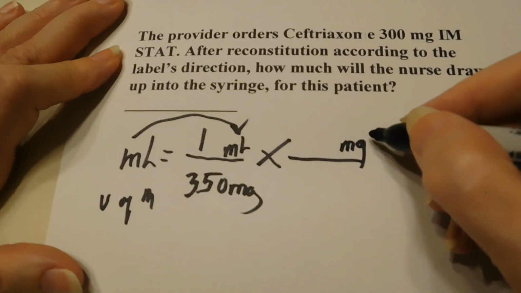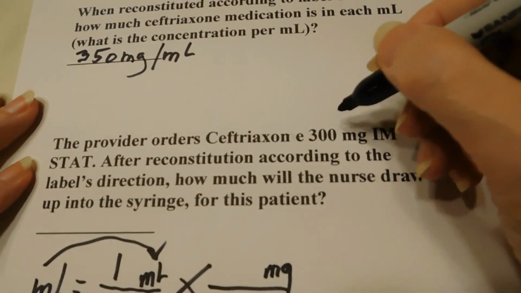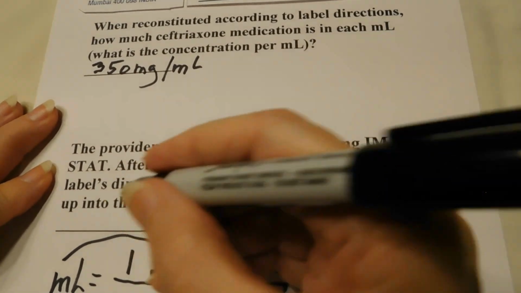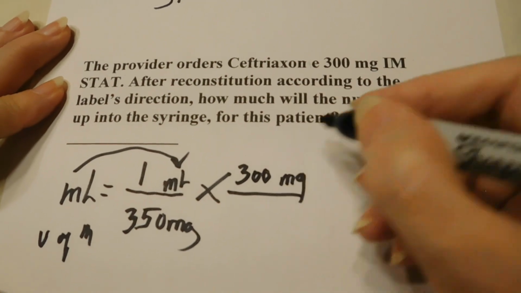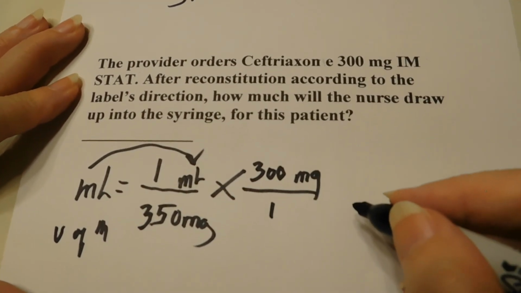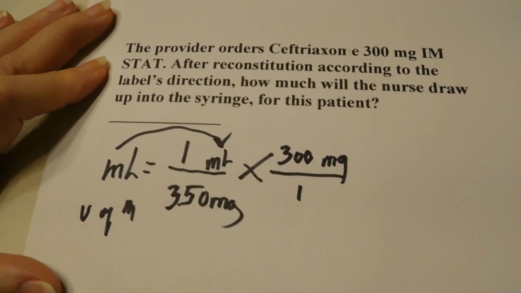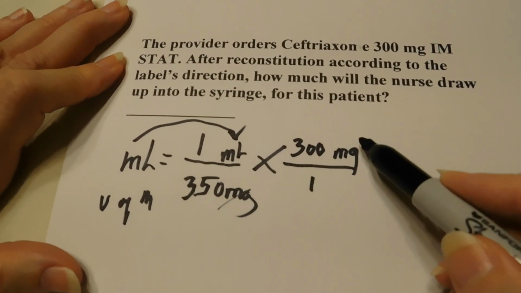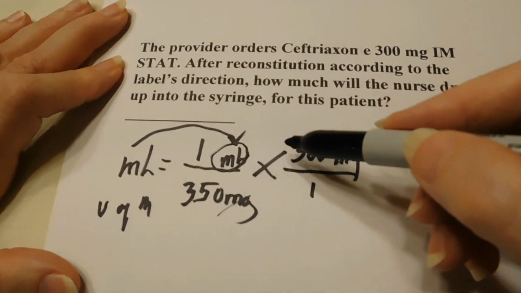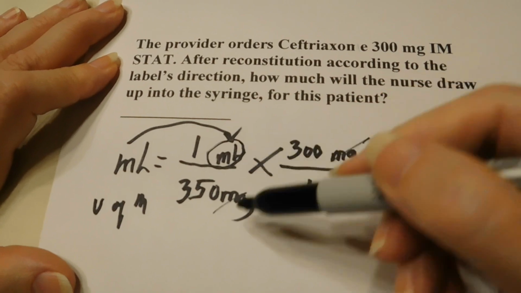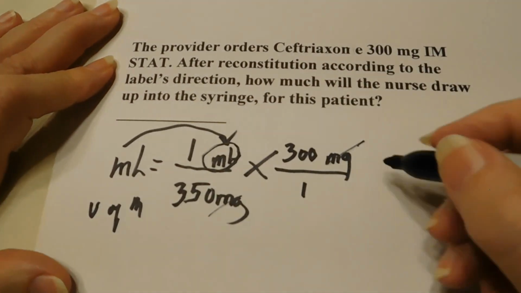What do we have for information on milligrams? Well, the provider has ordered 300 milligrams right now, give it now. Okay, so I'm going to write 300 milligrams with a placeholder here. Are we ready to solve? We are. And we know we are because we can cross out milligrams. They cancel. And the only thing left is milliliters. Milliliters is our unit of measure. That's what we're trying to find out. And so we're ready.